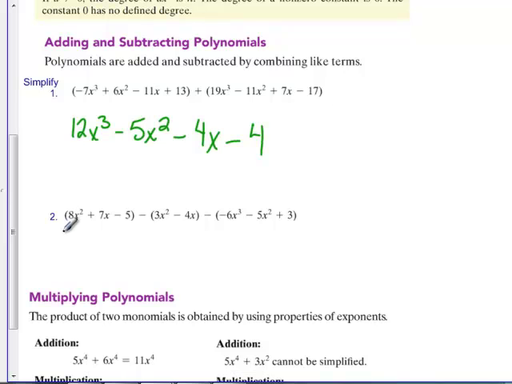The first part I can just rewrite because there's nothing in front, so I can just drop the parentheses. So we have 8x squared plus 7x minus 5, and then I'm going to distribute this guy to get rid of the parentheses. So, negative 3x squared plus 4x. And then what we're kind of doing is you stop, right? We're going to think about the next part separately.